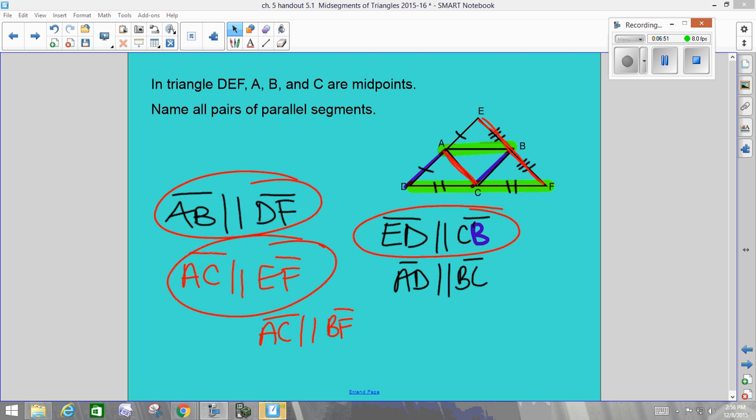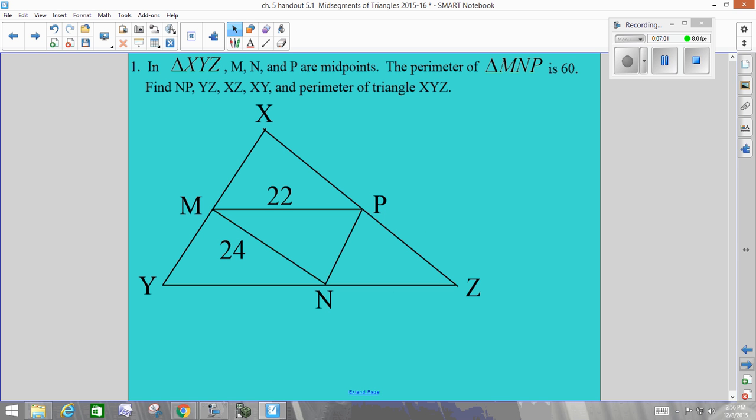Okay. So you have a bunch of parallel segments there. You also have a bunch that would be half of the other ones. So we're going to work with a little bit of that. So number 2 or 3, whatever number it is.